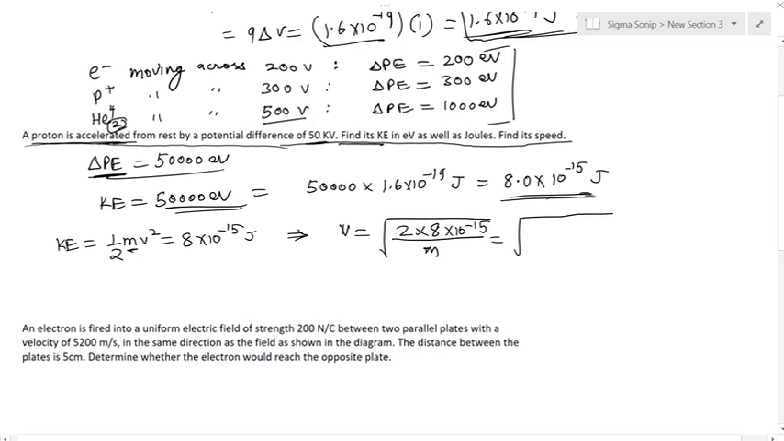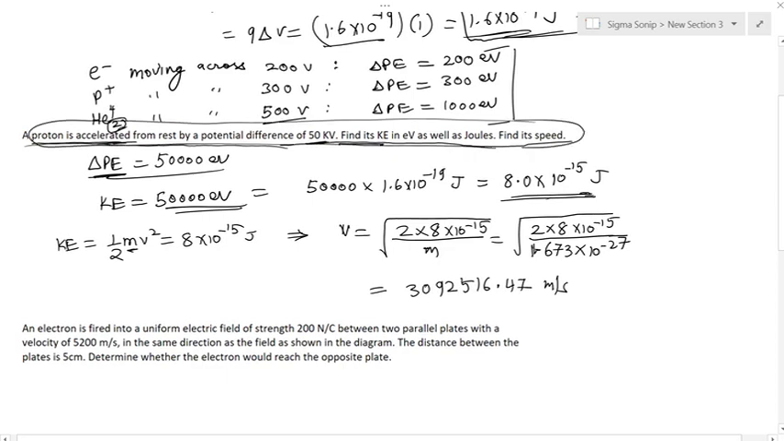Let me just write it here. So 2 times 8 to the power 10, 8 times 10 to the minus 15 divided by m. Mass of electron is 673 times 10 to the minus 27 kilogram, and that gives me a velocity of 3092516.47 meter per second. And these kind of questions are really popular and very important from the point of view of exams and tests.